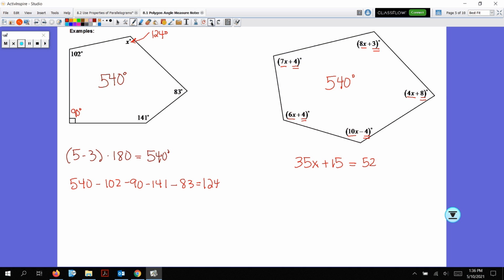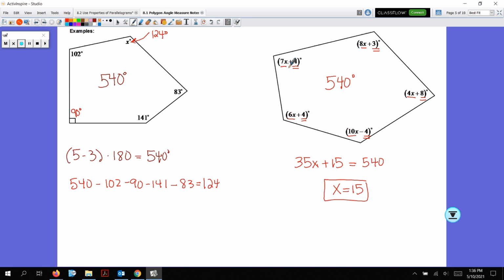And I'm writing 520. I'm not quite sure why. Okay, subtract 15, divide by 35, and we get x is 15. All right, that's all well and good, but I need to plug that back into all my angles.